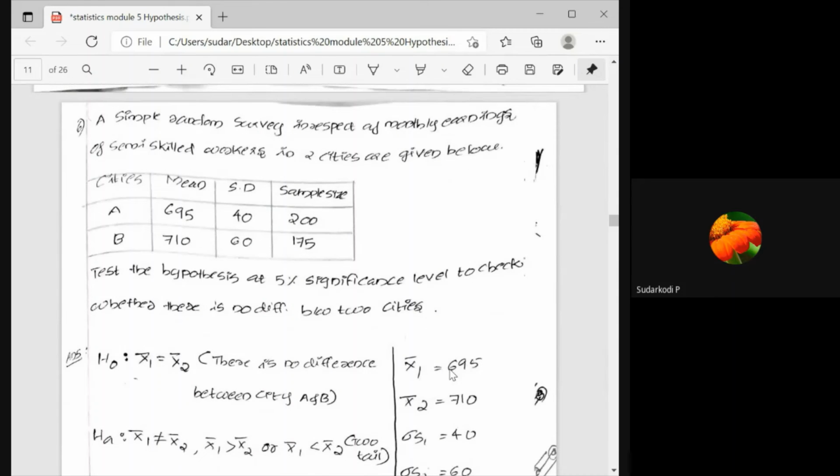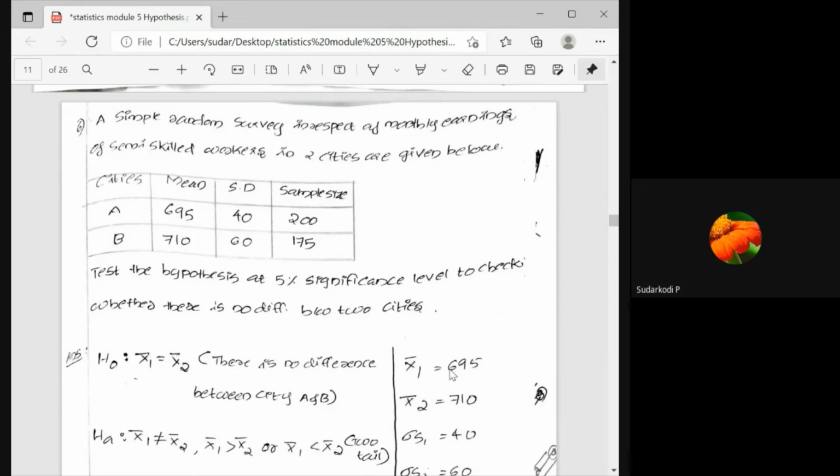A simple random survey with respect to monthly earnings of semi-skilled workers in two cities is given below. City A, city B. Seeing the question only, we can say that there are two populations and two samples are selected. From city A, 200 samples are selected, and from city B, 175 samples. Test the hypothesis at 5% significance level to check whether there is no difference between the two cities.